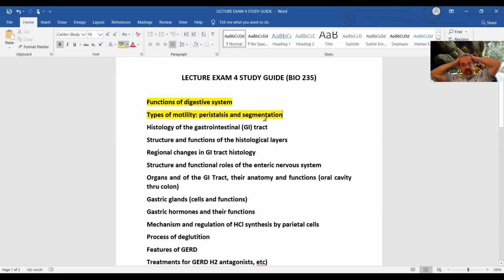Types of motility. You should know the types of motility, especially the fact that that's one of the functions of the digestive system. Motility, remember, is primarily via the muscularis externa. Peristalsis is the propulsion of food through the GI tract. Segmentation is more of the mixing, or tossing salad.